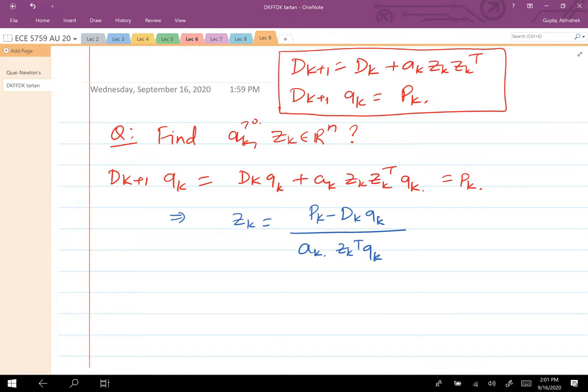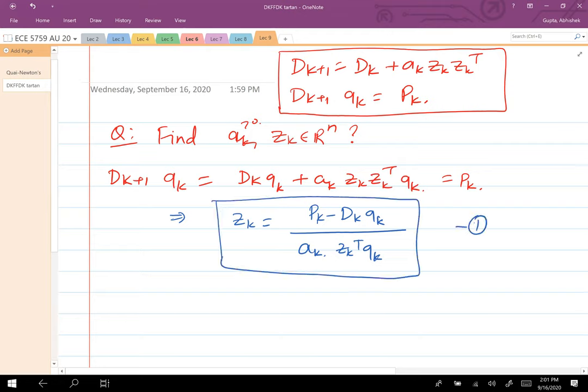Any question? So this is our first equation. In this equation, zk equals something that depends on pk, dk, qk, all the quantities we know. But in the denominator, we have ak zk transpose qk. We know qk, but we don't know zk transpose and we don't know ak. Of course, that's what we want to find. So somehow we need to get the value of the denominator from some other expression. So let's try to think about how to get it.